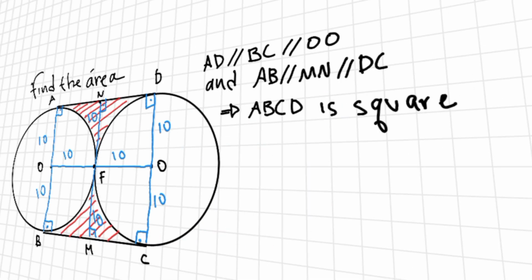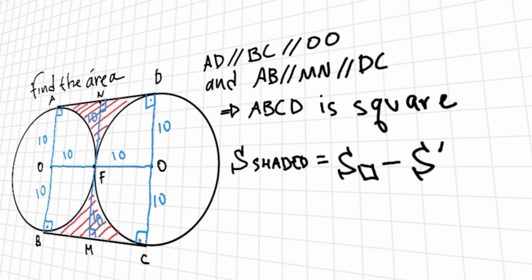Notice that ABCD forms a square, because the tangent segments at the top and bottom are both equal in length to the diameter of these circles. Now observe that the shaded region is exactly equal to the area of the square minus the areas of the two semicircles. But two semicircles together form one complete circle, which makes the calculation much simpler.